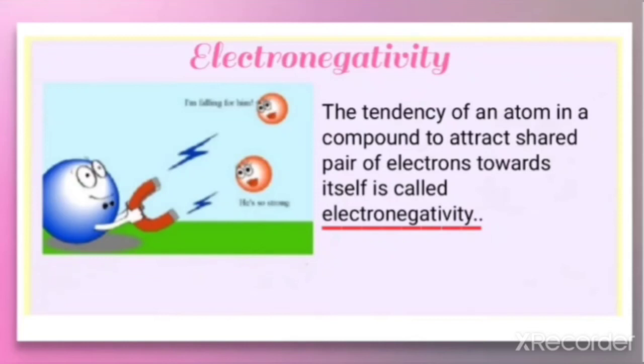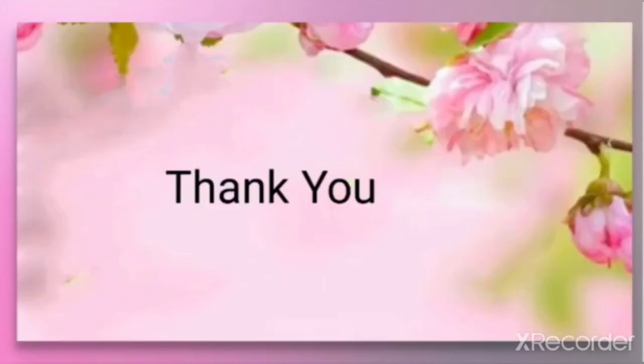So once again, define electronegativity. The tendency of an atom in a compound to attract the shared pair of electrons towards itself is called electronegativity. It is one of the important concepts in chemistry. That is all about electronegativity, that is, the electron attracting tendency of an atom in a compound. So this is all about electronegativity which we have discussed in this video.